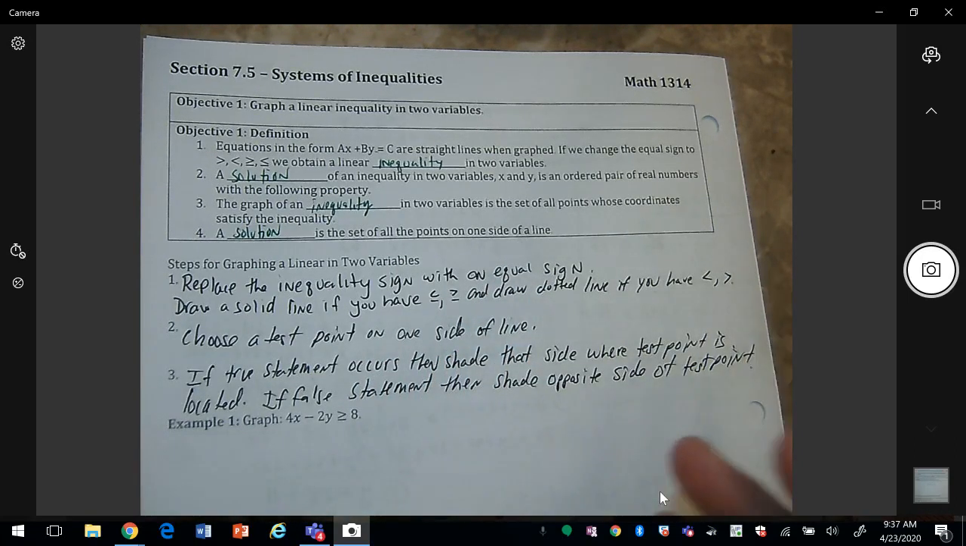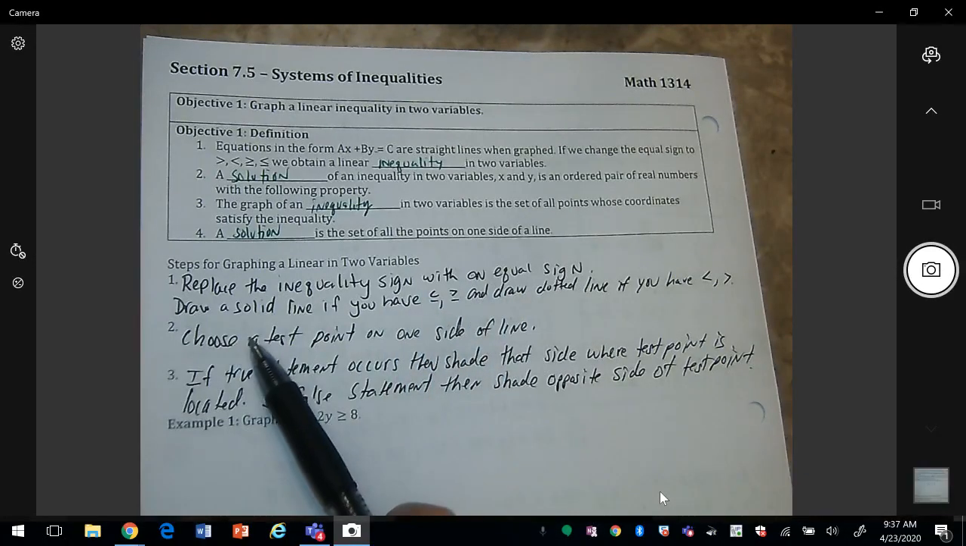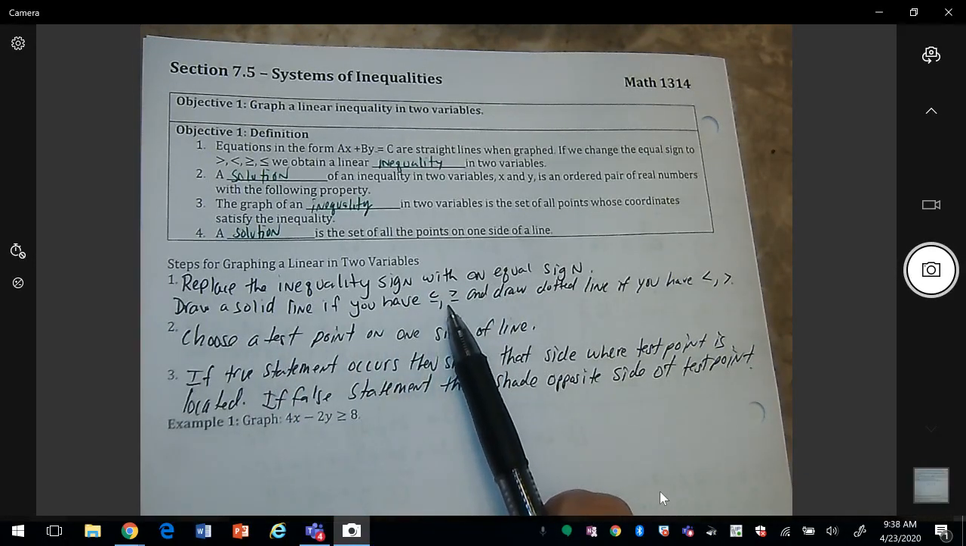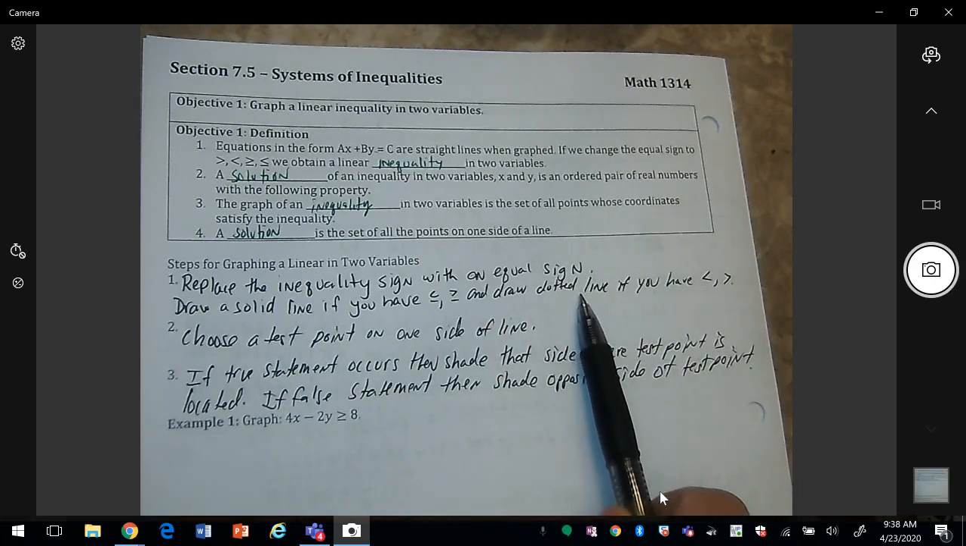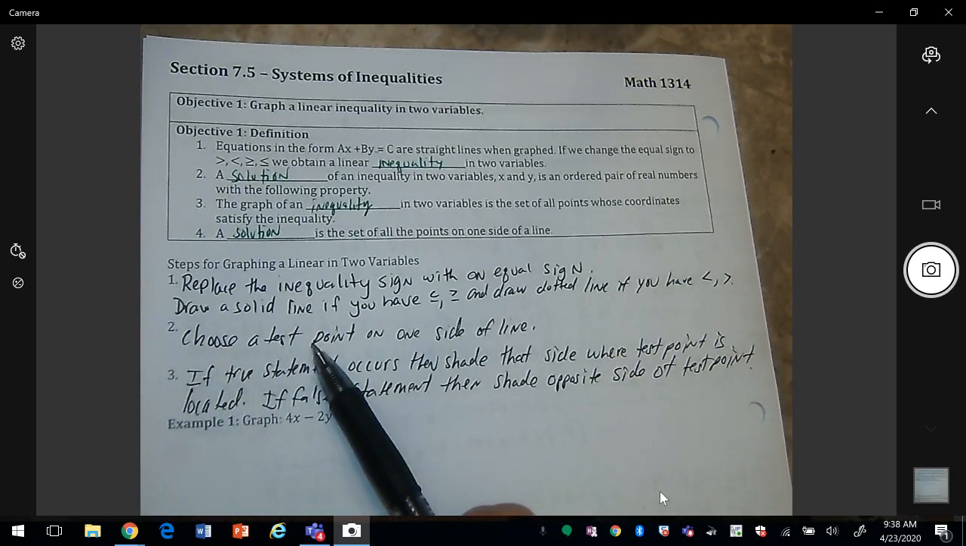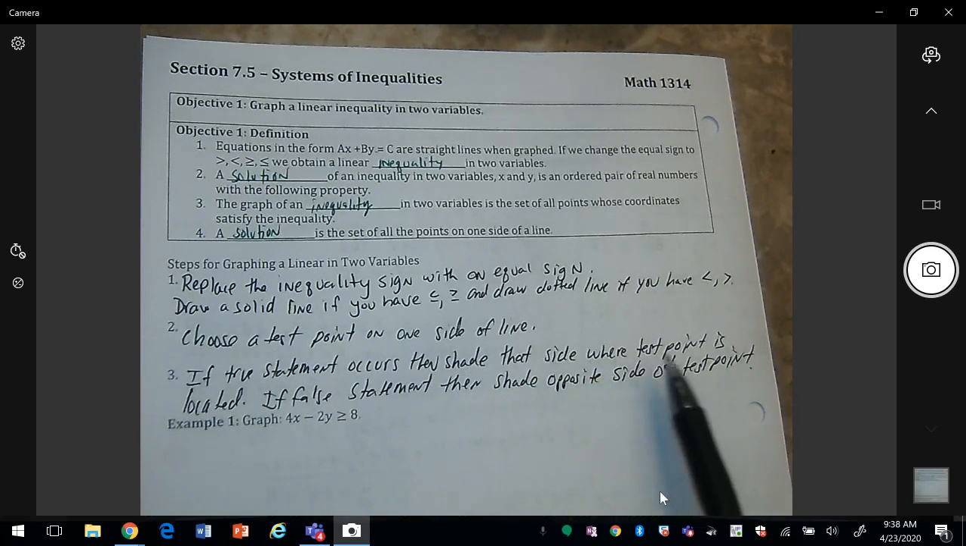So here are some steps for graphing linear inequalities. The first thing we're going to do is replace the inequality sign with an equal sign. If you have a less than or equal to, or greater than or equal to sign, then we draw a solid line. If we have less than or greater than, we are going to draw a dotted line. Then we choose a test point on either side of the line and test it. If a true statement occurs, then we shade the side where the test point is located. If a false statement, then shade the opposite side of the test point.